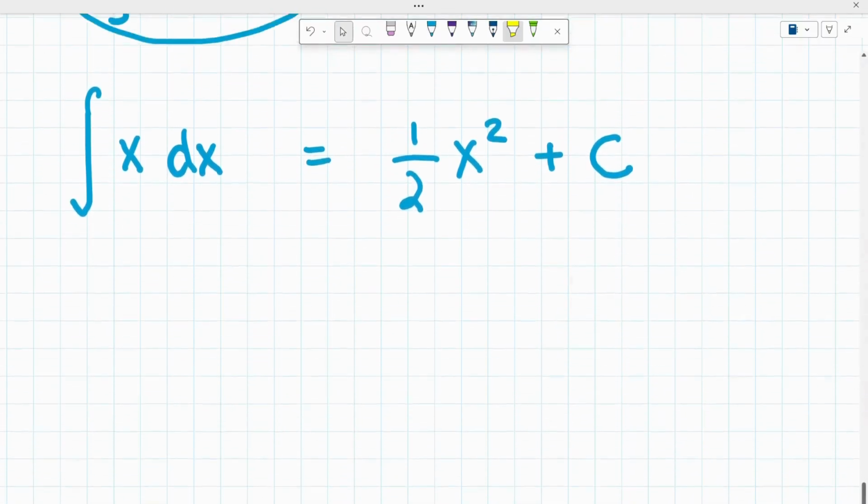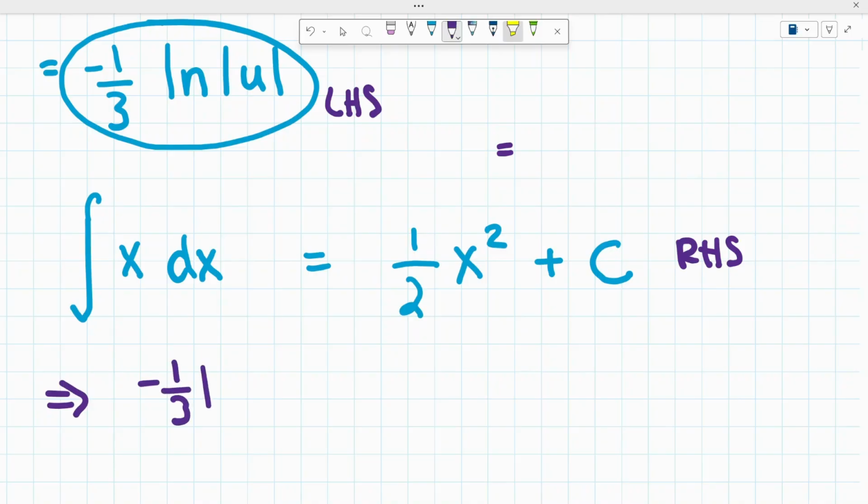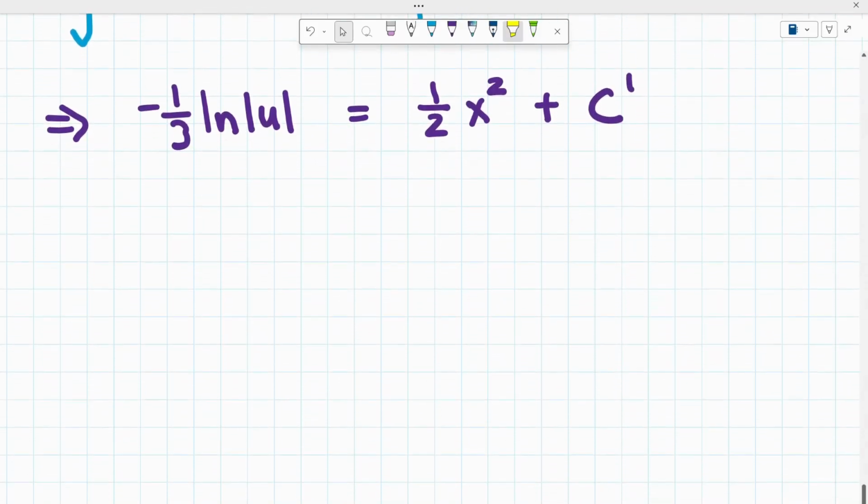So now let's put this all together. We have our left-hand side and we've got our right-hand side, and now let's just write that all in one line. That means we have negative 1 over 3 ln absolute value of u equals 1 over 2 x squared plus c. And in this case, we're just going to call this c prime as we did in our theory section, because we know we're going to change that value around for simplicity as we move on.